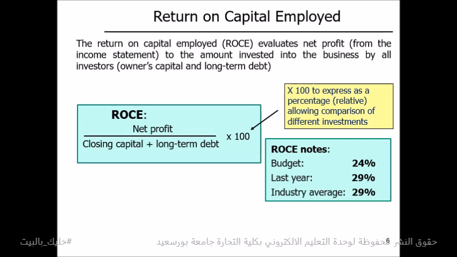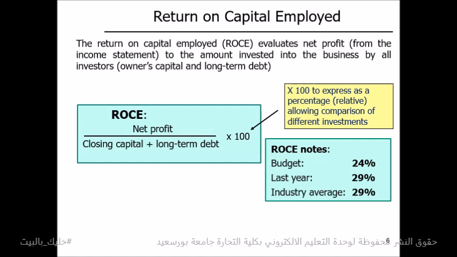As we said on the profitability ratio, he will give you a box of notes for the budget. What is the meaning again of the budget? It means the expected performance for the next year of the company. The last year is what the company already achieved in the last year. Industry average is the industry as a whole.